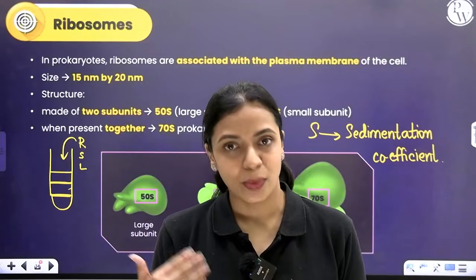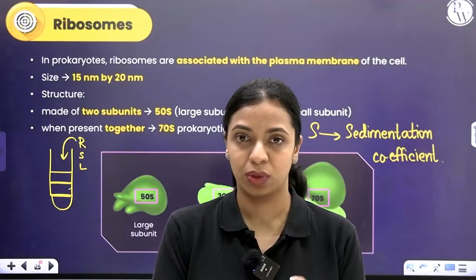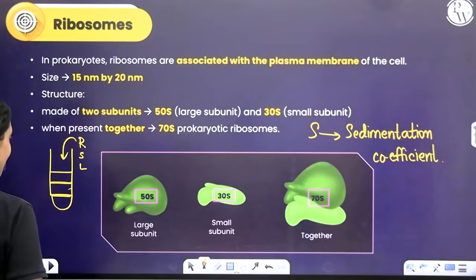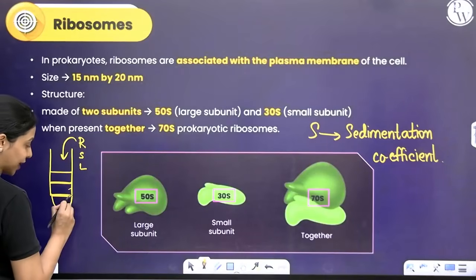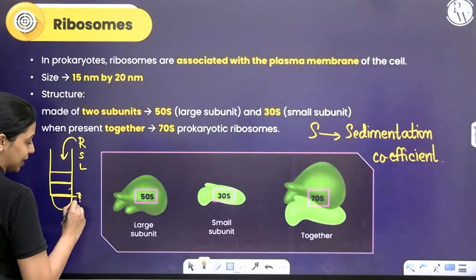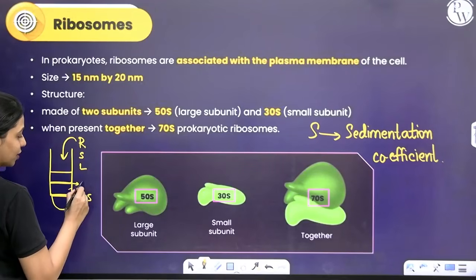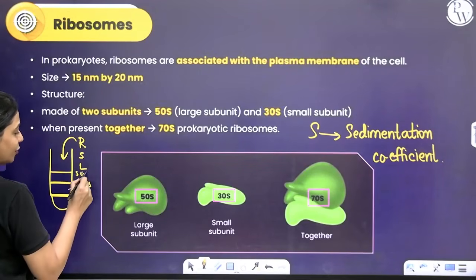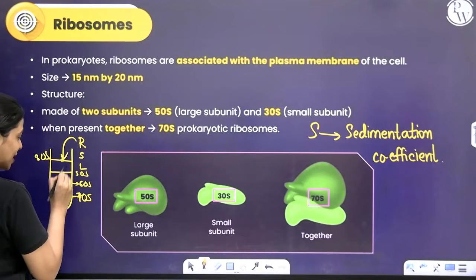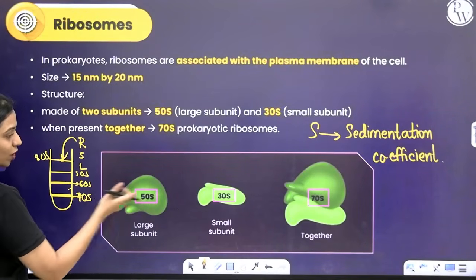So based on that, we give it units. Similar to how you have in your ruler, this much is 5 centimeters, this much is 10 centimeters. Even here, if it gets deposited here, if it settles down here, this would be, let's say, 70s. If it gets deposited here, this will be 60s. Here it is 50s. Here it is 30s and so on. So depending upon where it settles down in this tube, you give it these units.